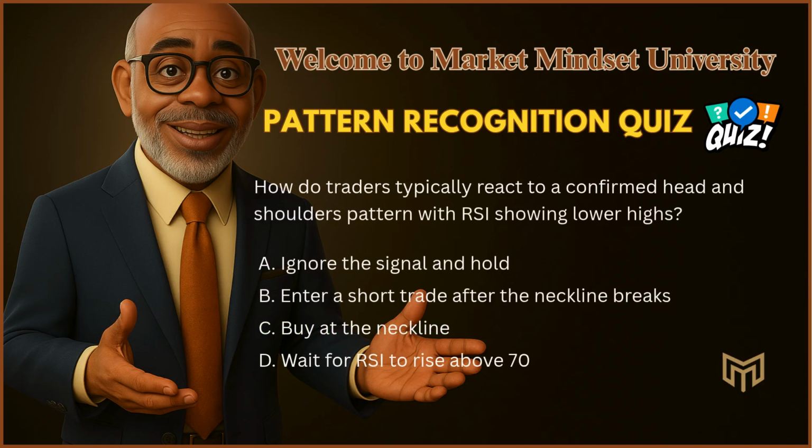Question 4. How do traders typically react to a confirmed head and shoulders pattern with RSI showing lower highs? Is it A, ignore the signal and hold, B, enter a short trade after the neckline breaks, C, buy at the neckline, or D, wait for RSI to push above 70? Think through the pattern and momentum carefully.